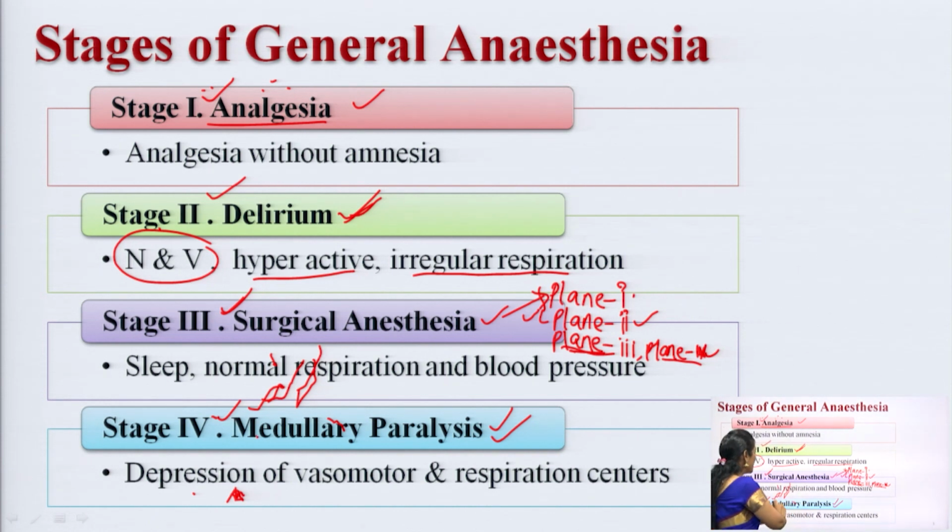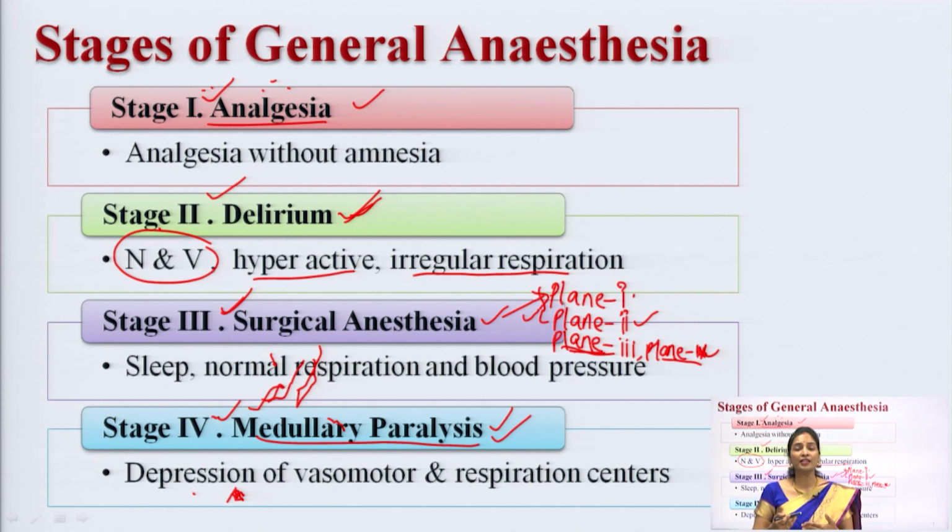Stage 4 is also called medullary paralysis. Why is it called medullary paralysis? Once the drug has entered deep and deep, here the person will enter into stage 4. Here the person can have respiratory depression, and this respiratory depression will differ from anesthetic drug to anesthetic drug. For example, halothane and ether are both anesthetic drugs. Halothane can induce hypotension much more than ether. And ether has the capability to dilate the pupil, it will cause pupillary dilation, but this is not seen with halothane.